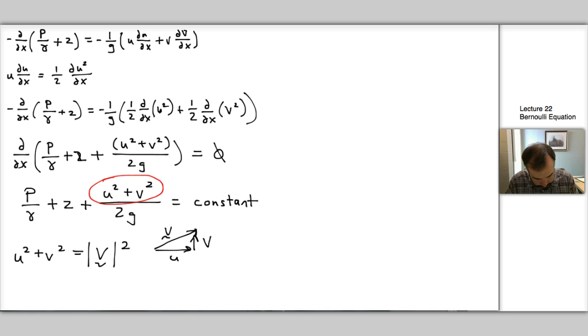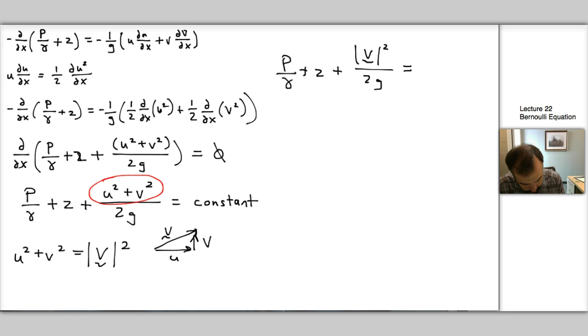So let's go over here. We can plug that in, and that's going to look like this. So we're going to have p over gamma plus z plus the magnitude of the velocity vector squared over 2g is equal to some constant c. Like that. Okay? So the next thing we're going to do is just drop some of that notation to clean it up a little bit.